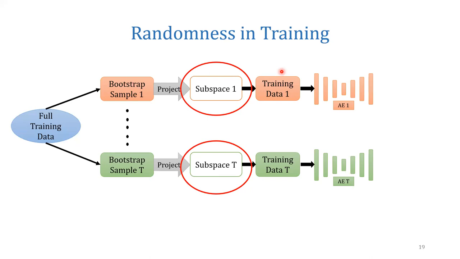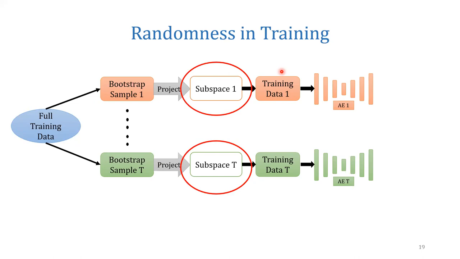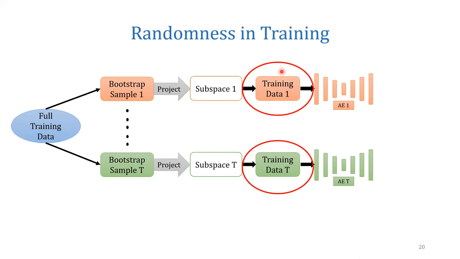Thanks. So that is how we have a winner subspace for each autoencoder, and we have a bootstrap sample for each autoencoder. So we have the full training data from which we get a bootstrap sample for each autoencoder, and we project that bootstrap sample to the winner subspace corresponding to each autoencoder. By projecting this, we get effective training data for each autoencoder. Since there is randomness from two sources, one in the choice of the bootstrap sample, and the other in the choice of the subspaces, we effectively get different training data for each of the autoencoders.